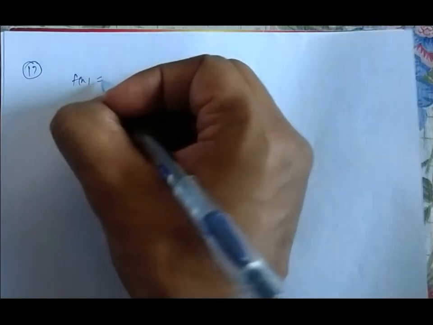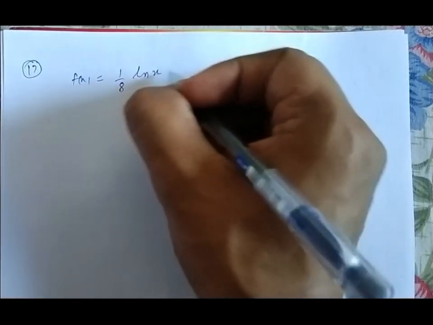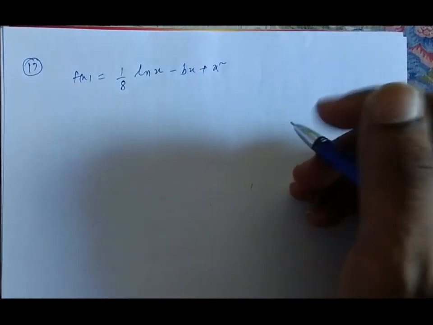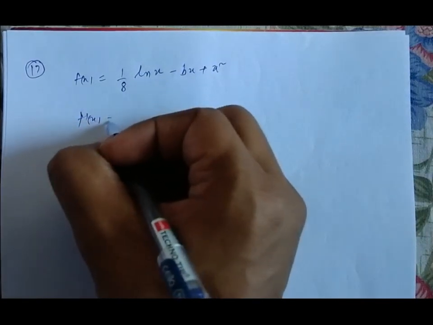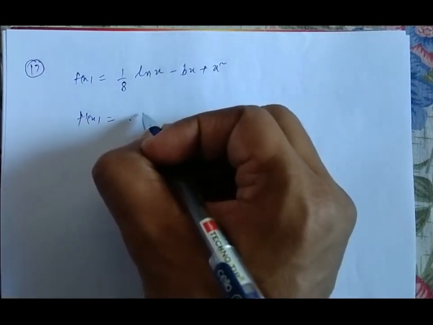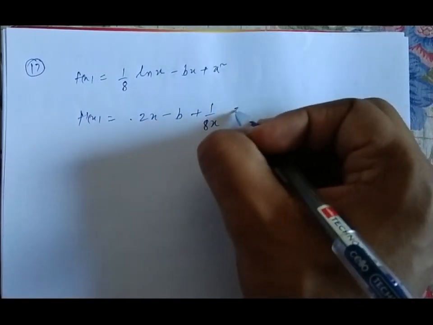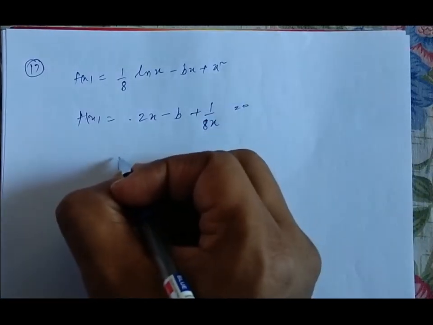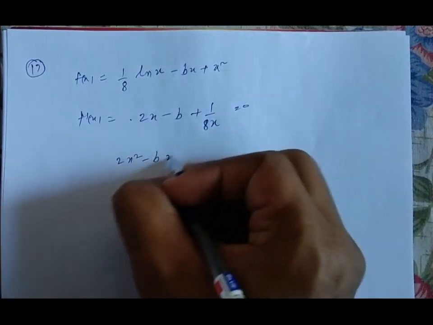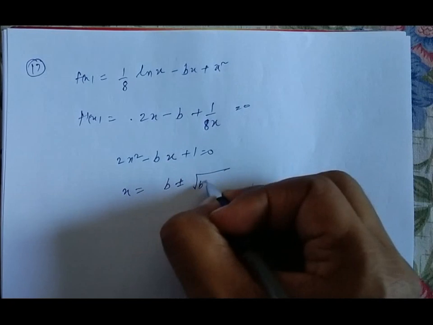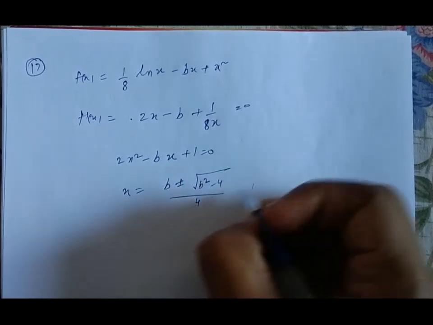Starting with question number 17. We are given f(x) is equal to (1/8) ln x minus bx plus x square, and we need to determine the points of maxima and minima for this. So first calculate f dash x, which is 2x minus b plus 1 by 8x, equal to 0. So 2x square minus bx plus 1 is equal to 0, and hence x is equal to b plus minus square root of b square minus 4, upon 4.